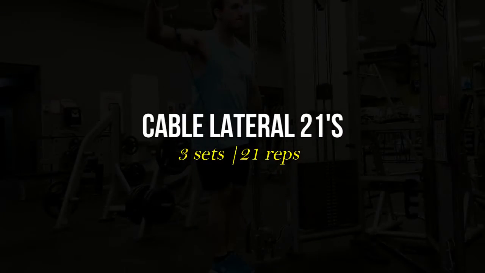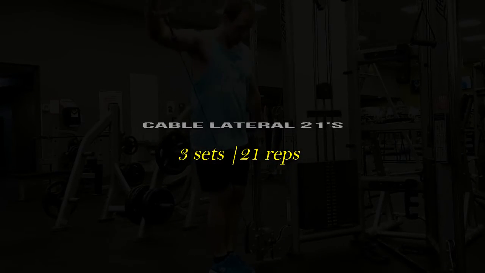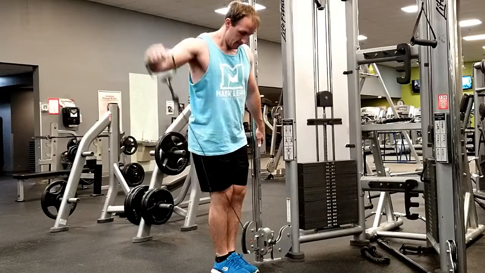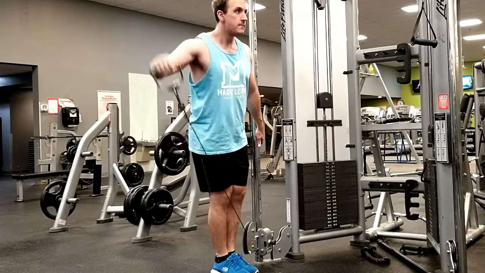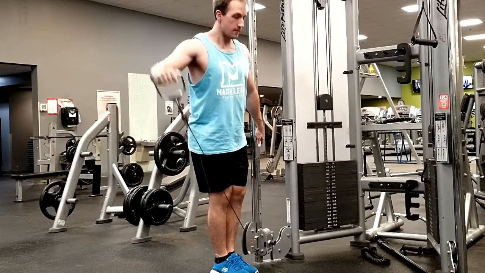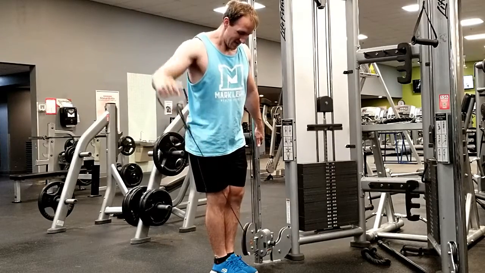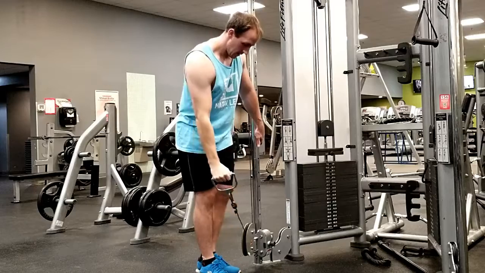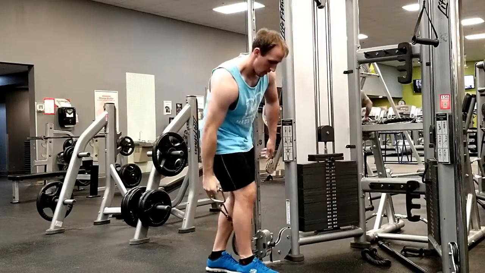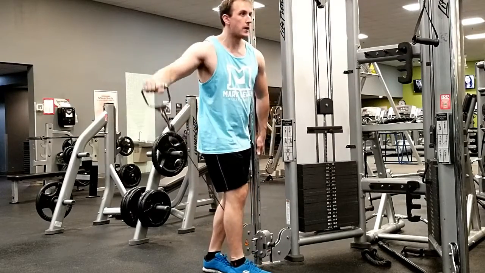The second exercise is going to be the cable lateral raise 21s, which is basically borrowing off the idea of the 21s for the barbell curls that you perform. So with this exercise, you want to perform 7 reps with the cable in front of your body. Then directly after that, you're performing 7 reps with the cable in between your legs. And then the final 7 reps are going to be with the cable behind your body.